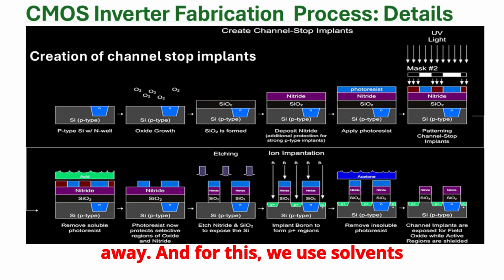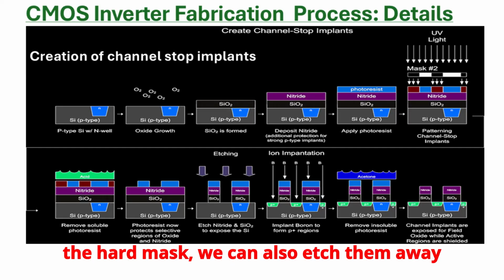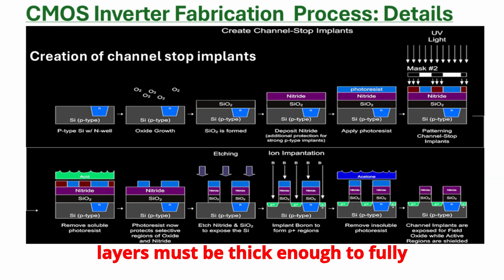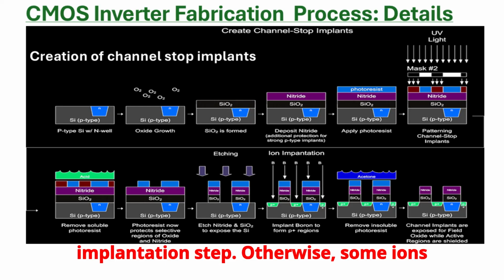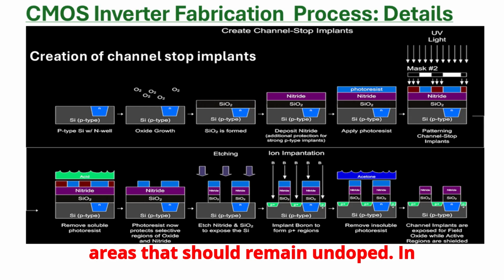And for this, we use solvents like acetone. If we want to remove the oxide or nitride layers that were used as the hard mask, we can also etch them away after the implantation is done. One key requirement is that the oxide or nitride layers must be thick enough to fully block the dopant ions during the implantation step. Otherwise, some ions might still punch through and contaminate areas that should remain undoped.